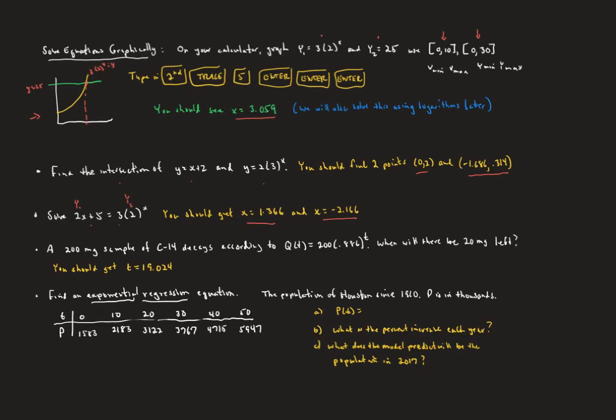Another kind of problem is a 200 milligram sample of carbon-14 that decays according to this equation, Q of t equals 200 times 0.886 to the t. We want to know when there will be 20 milligrams left. So we can put in y1 as our equation here and y2 as y2 equals 20. Use our same strategy there, and we want to find that point of intersection, and hopefully you should get 19.024, and that's going to be the time for us.